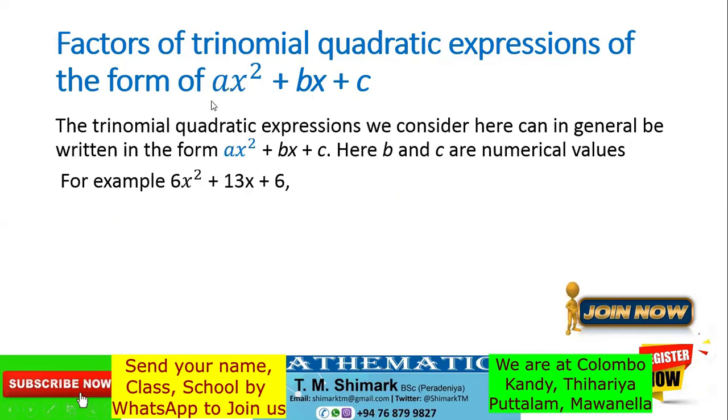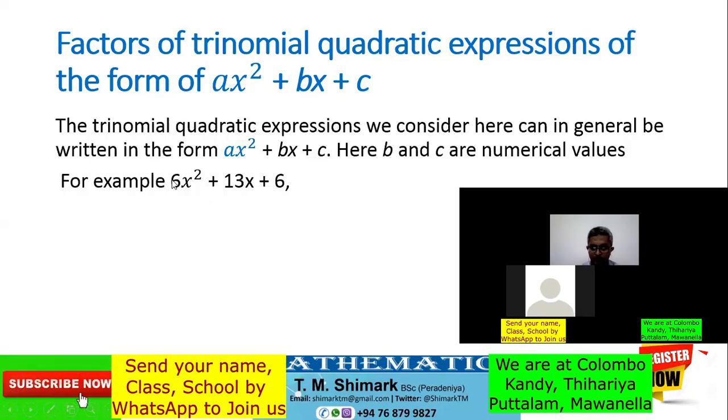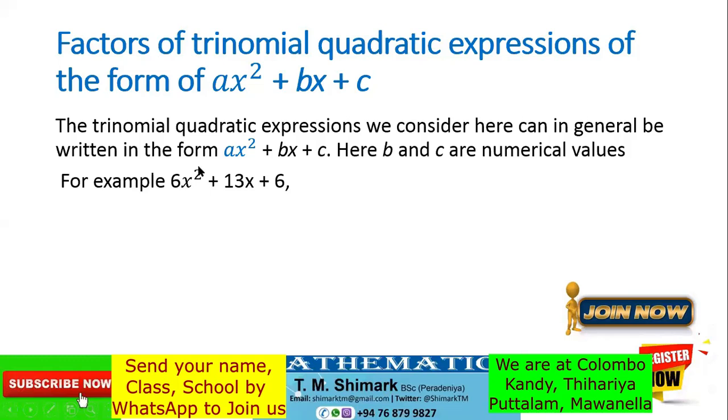If you take this one, a and b and c, we call them constants, not changing, right? If you take an example like this one, 6x squared plus 13x plus 6. So here a is 6, right? Sometimes back when I was teaching, some students asked what is a, what is b, what is c. So here a is 6, b is plus 13, c is plus 6, right? So these are the values we will be getting for ax squared plus bx plus c.